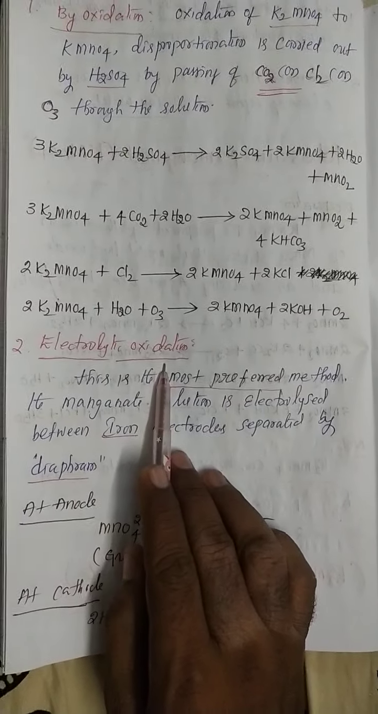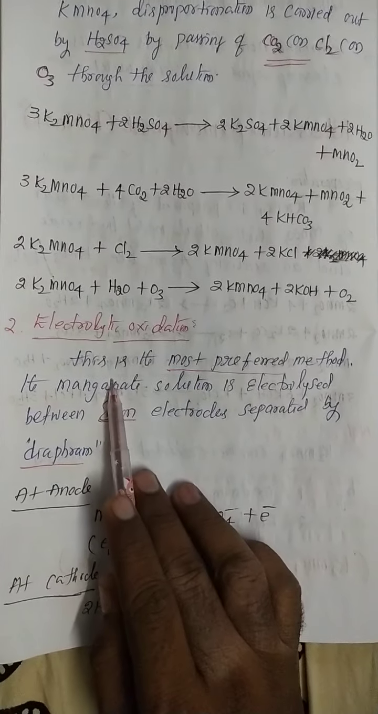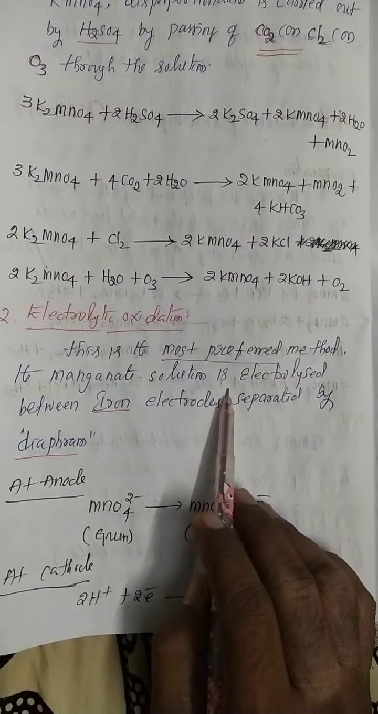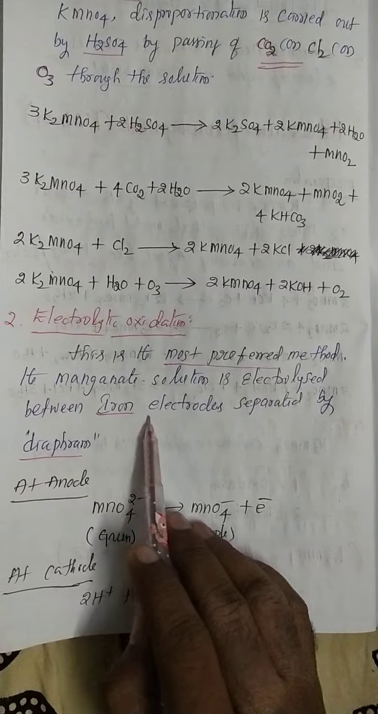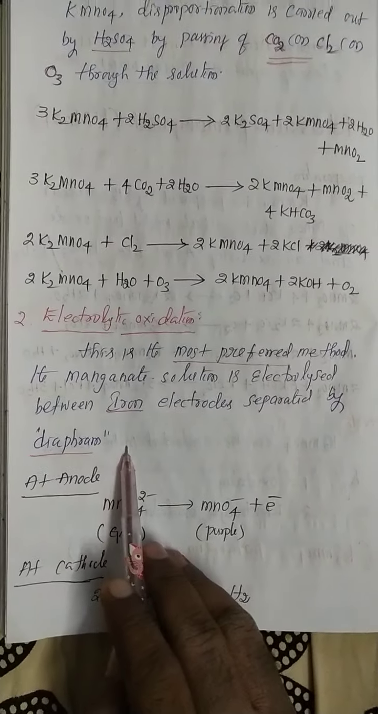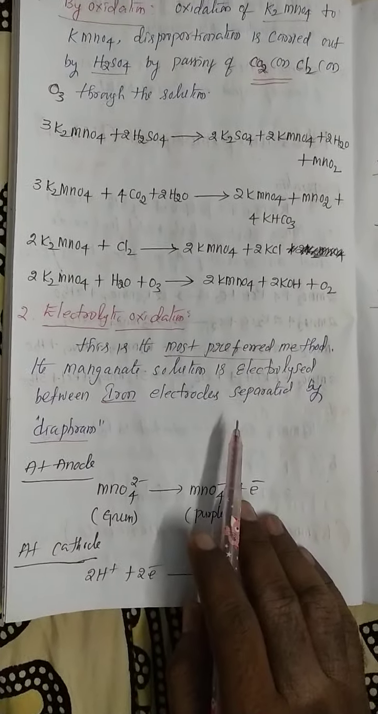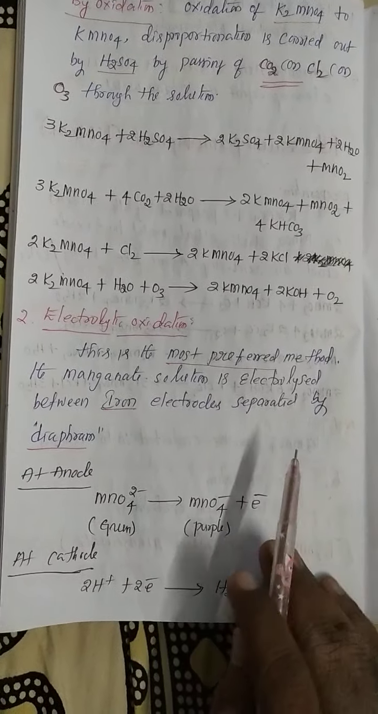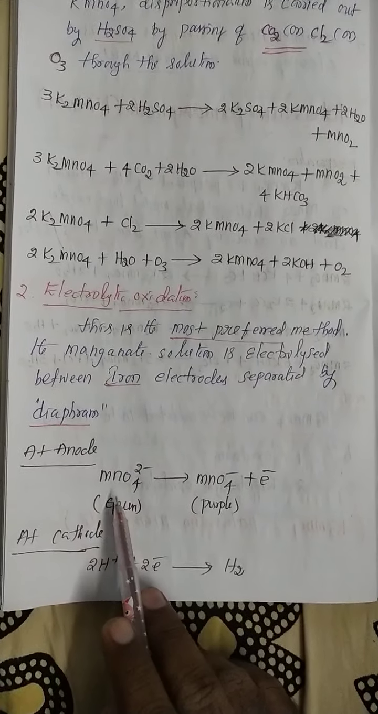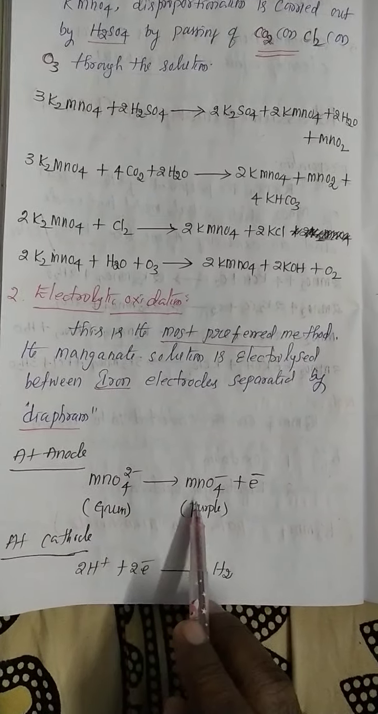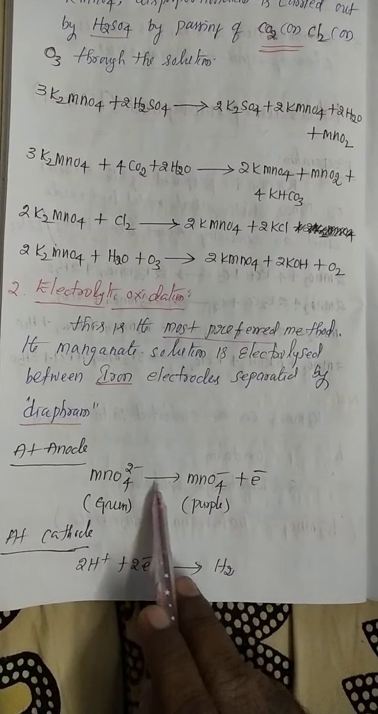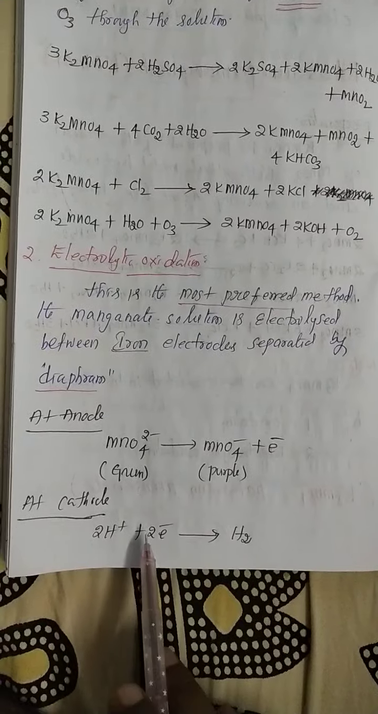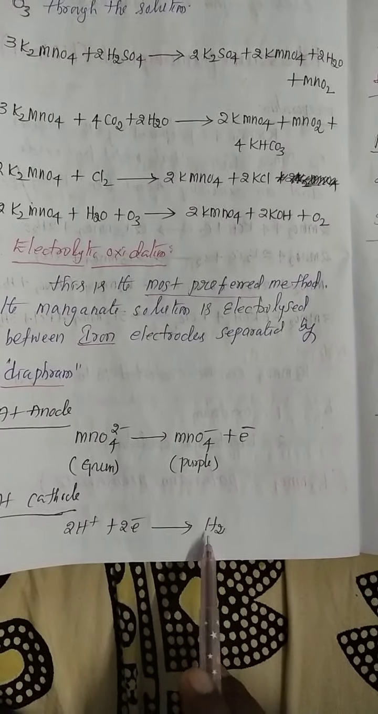Next, electrolytic oxidation. This is the electrolytic process and the most preferred method. The manganate solution is electrolyzed between iron electrodes separated by a diaphragm. So at the anode, MnO4 2 minus, green, is converted into MnO4 minus, purple, by losing 1 electron. At the cathode, 2H plus accepts the electron to form hydrogen.